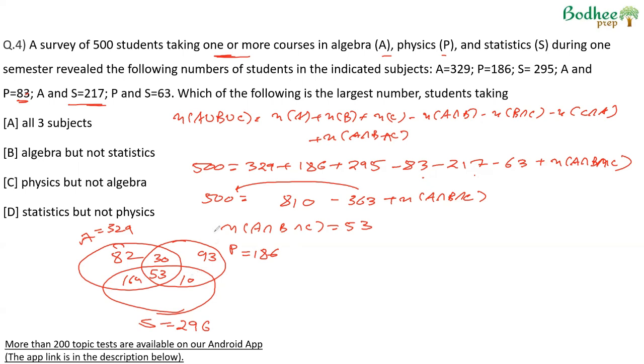227 minus 296. 227, 227, 96. So we get all the numbers.